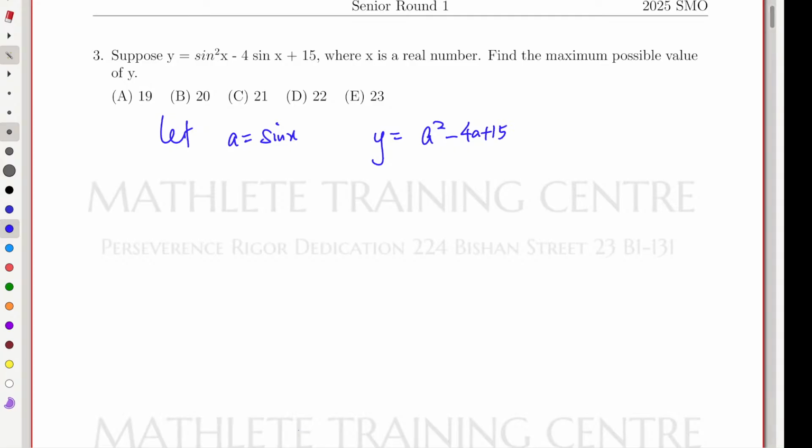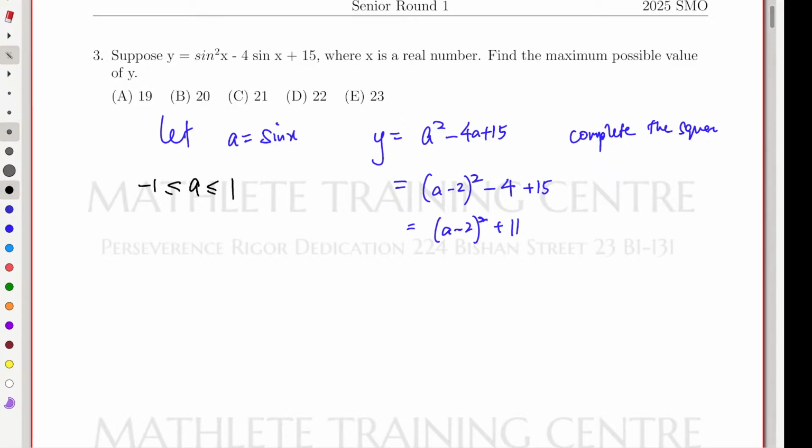And now if this is a quadratic that I want to maximize, let's try to complete the square. If you complete the square, you realize that this is a minus 2 squared minus 4 plus 15. So this is a minus 2 squared plus 11. And here, if you want to maximize this expression, we need to be careful about the range of a itself. Remember that the range of a is between -1 and 1, because sine goes from -1 to 1.